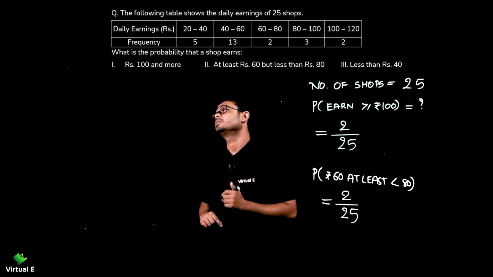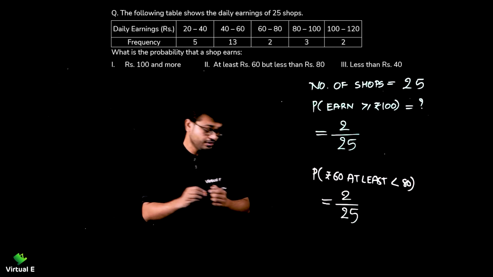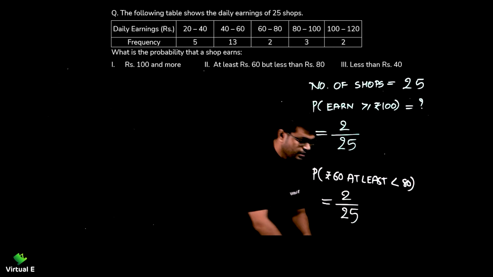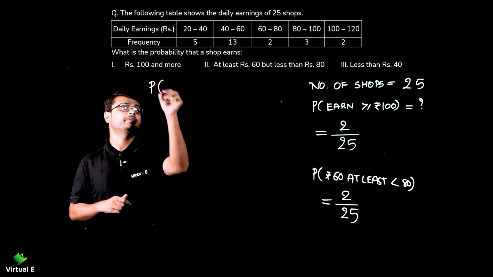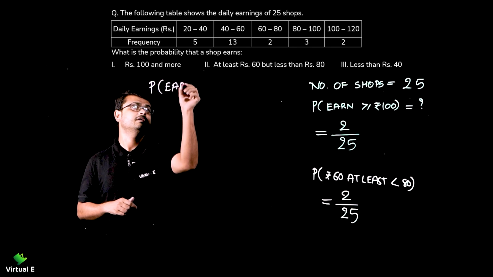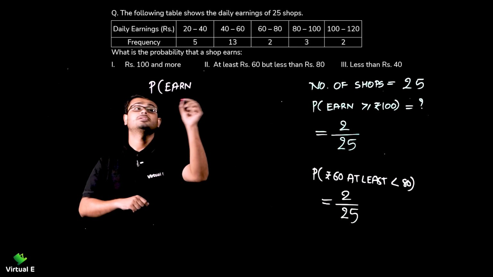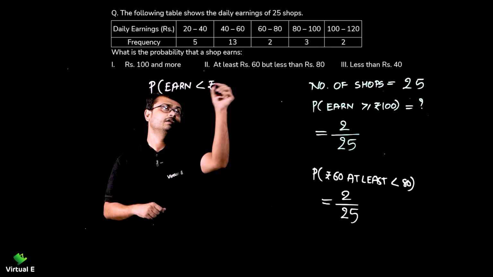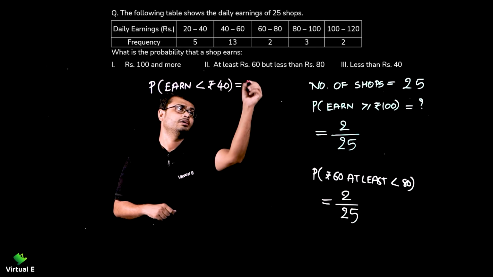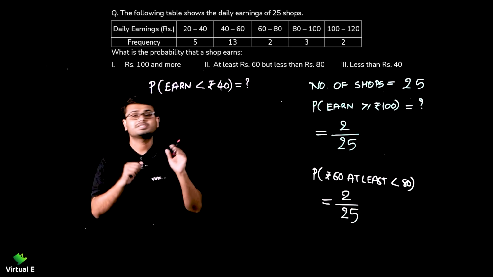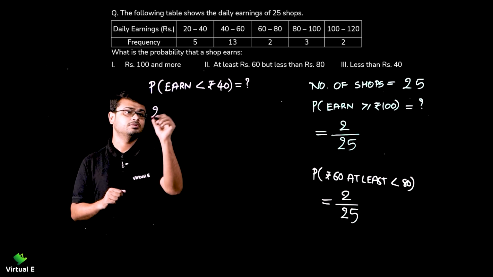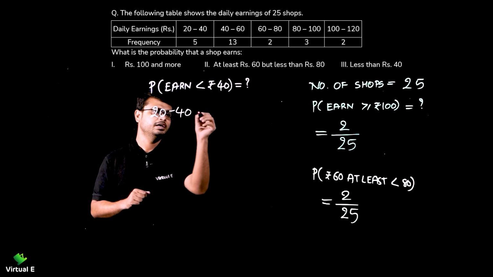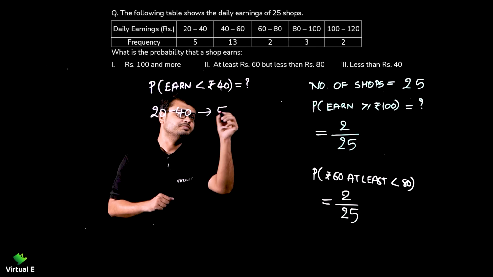Then the third one, less than rupees 40. Here we need to find the probability of a shop that earns less than rupees 40. I believe there are 1 or 2 categories. Let's see. First is 20 to 40. How many shops? 5 shops only.